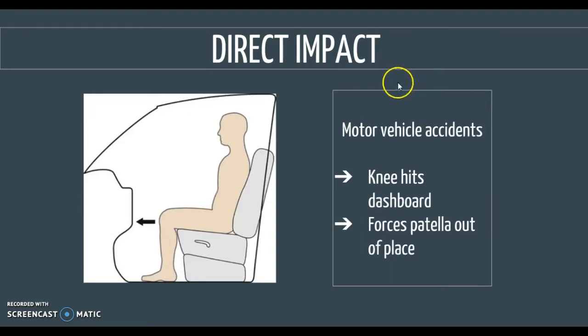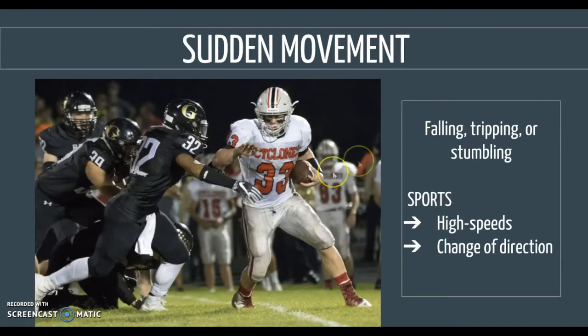An instance of direct trauma would be a motor vehicle accident where the patient's knee hits the dashboard and the impact pushes the kneecap out of place. Most of the time it occurs during sudden movement, when the individual trips or falls and the kneecap is forced out of place. In sports, it happens when athletes are moving at high speeds in one direction, and they abruptly change direction with their leg planted on the ground, which twists the knee and causes the patella to dislocate.